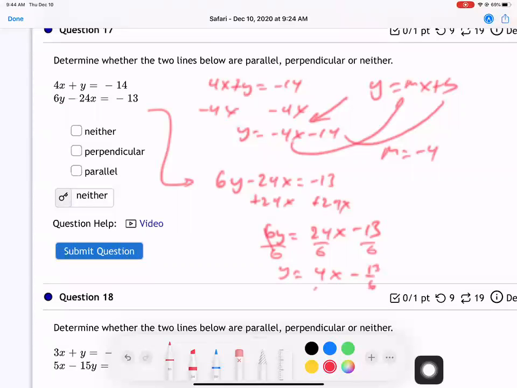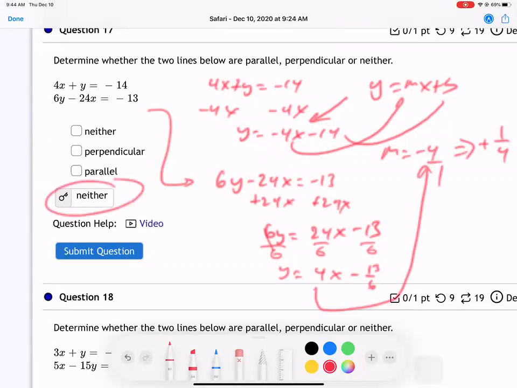Now, is 4 the same as negative 4? It's not, so it's not parallel. And some kids might say, oh, then they're perpendicular. Nope, perpendicular would mean that this would be a positive 1 over 4. Remember, we have to flip the fraction. So this is actually neither. So be ready for that.